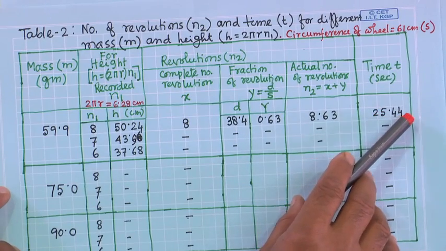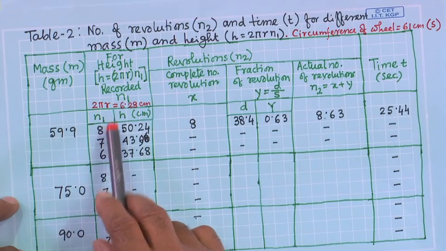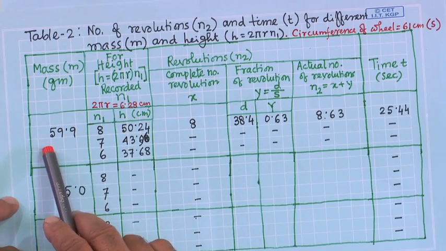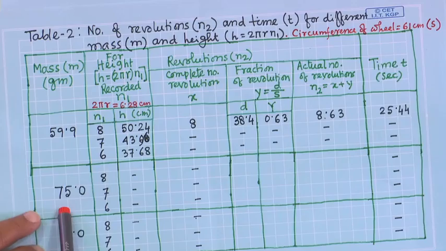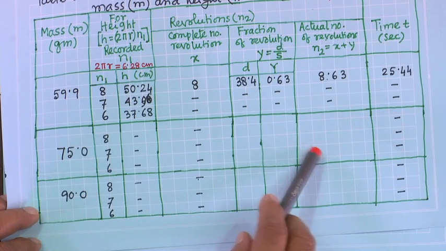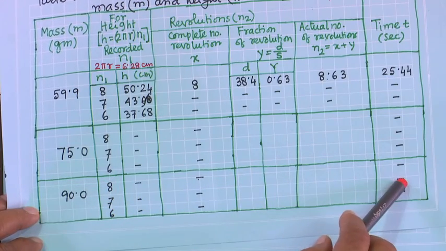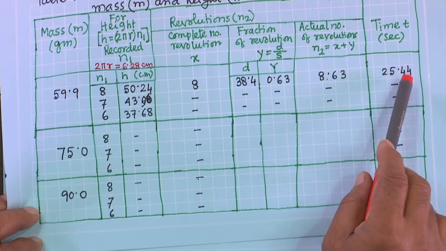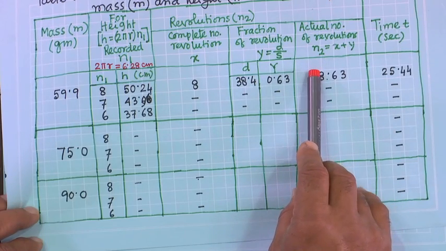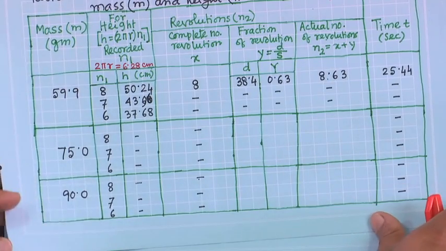The time is 25.44. Now you repeat the experiment for the same mass, but with n1 equal to 7, so the height is different. We take 3 different heights for a particular mass and repeat the experiment. Then change the mass to 75 and again note down the readings for 3 different heights. For the third mass, 90 gram, you repeat the experiment for these 3 heights, and in each case you will get the time t and the number of revolutions, n2.